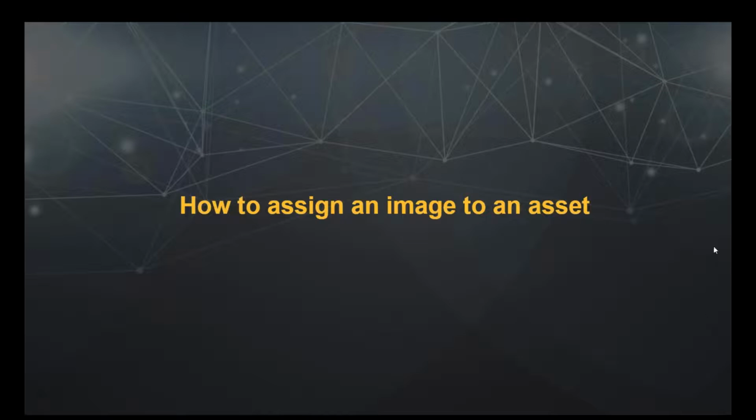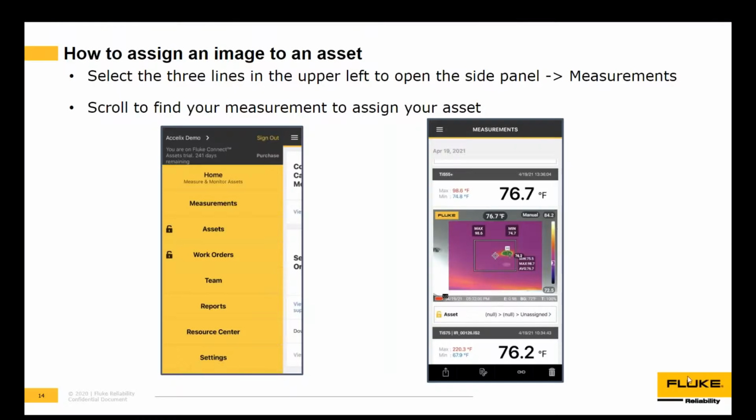Now let's go over how to assign an image to an asset. Once the measurements are uploaded to our Fluke Connect Cloud, they will be under the measurement section. So we'll click the menu button here, then select measurements. And this will give you a scrolling view of everything that is currently inside of your account.